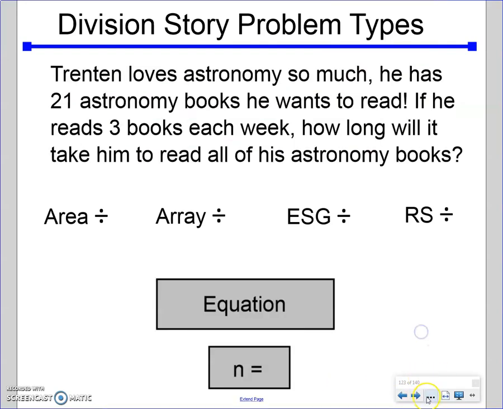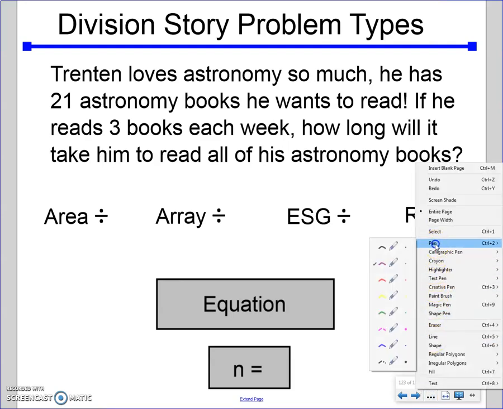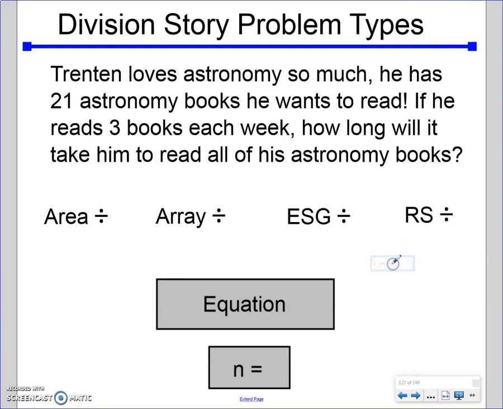Take a look at this next problem. Trenton loves astronomy so much. He has 21 astronomy books he wants to read. If he reads 3 books each week, how long will it take him to read all of his astronomy books? Let's go ahead and find the information in this problem. We know Trenton has 21 astronomy books he wants to read.